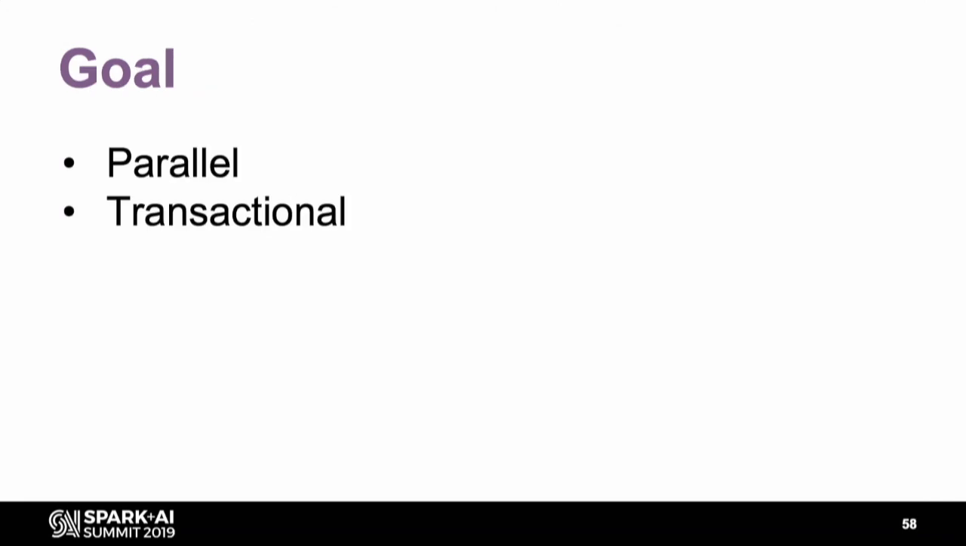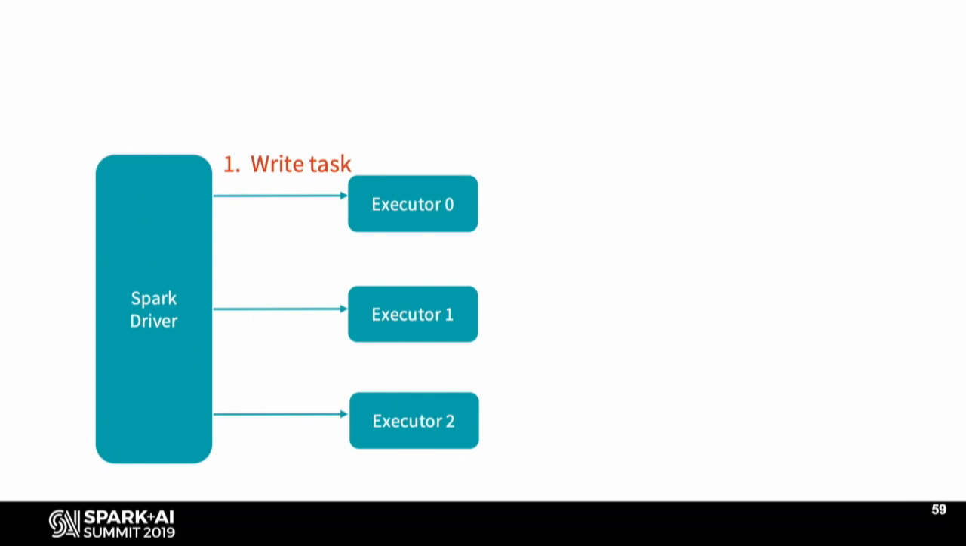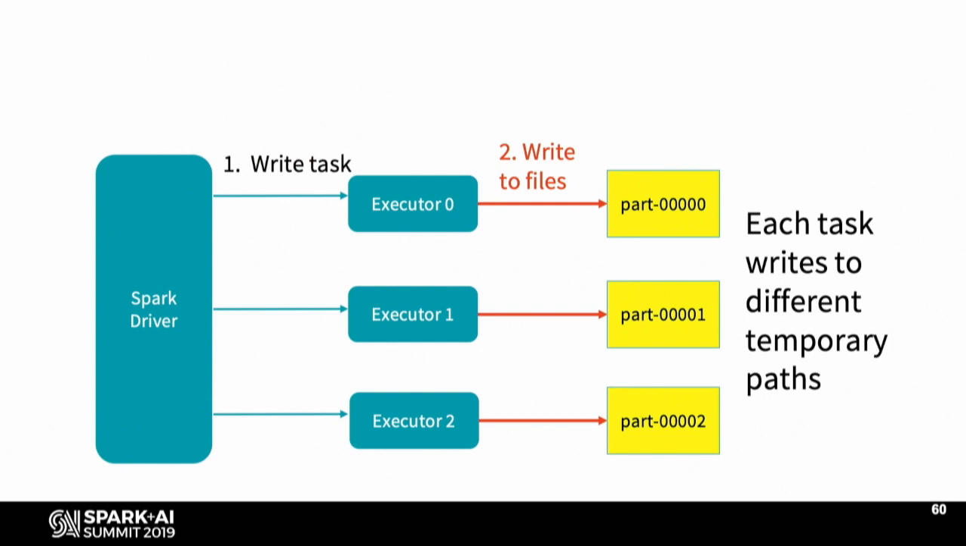The goal is simple. We need to make it parallel, and we want to make it as transactional as possible. We don't want any partial results in the file system if the job or task failed. Upon the write action, Spark will launch a write task for each file partition, and the executor starts to execute the write task. Each task writes to different temporary paths.